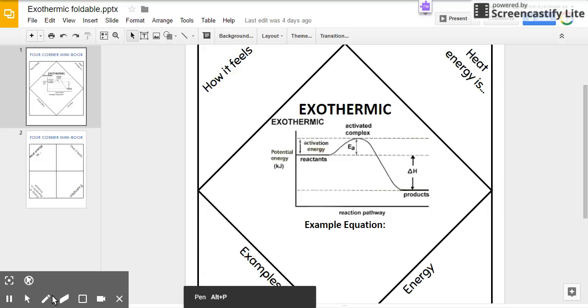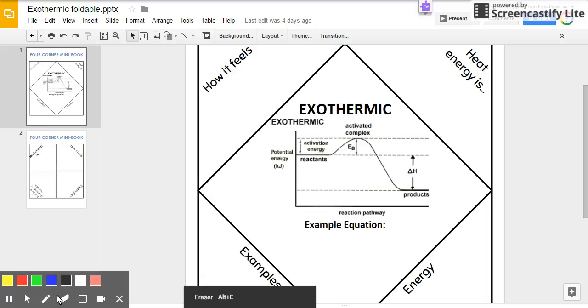An exothermic reaction occurs when the energy used to break the bonds in the reactants, or the starting stuff, is less than the energy released when new bonds are made in the products, the stuff you end up with. This extra energy is given off as heat, and there's a temperature rise around the surroundings of the reaction.